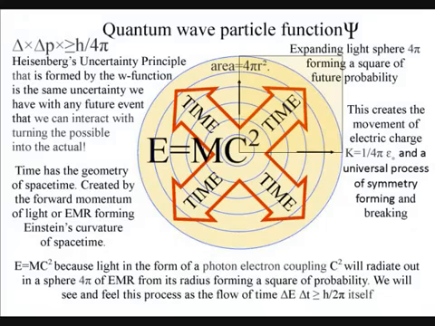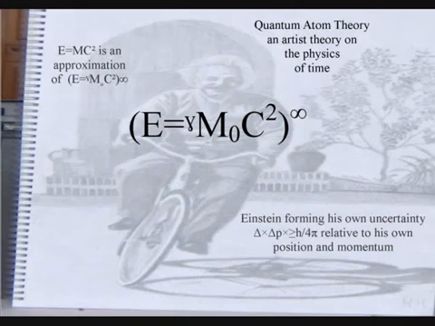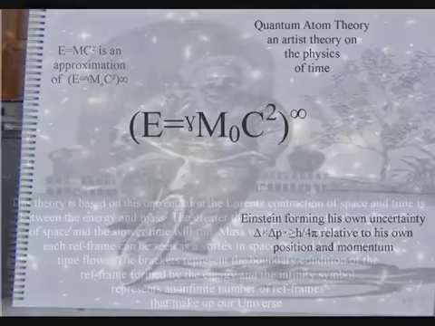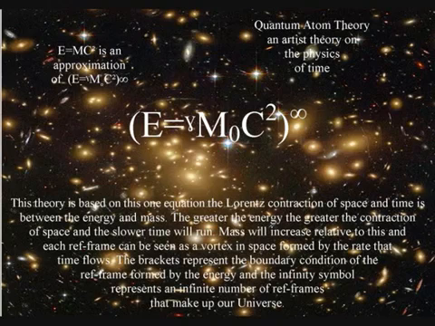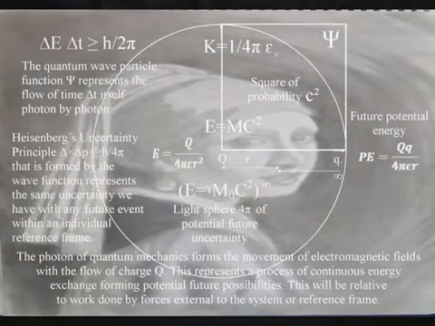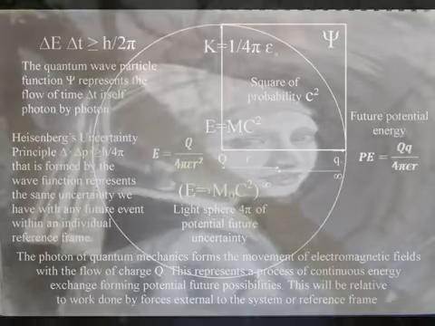The C squared in the equation represents light radiating out in all directions at a constant speed, forming a sphere of electromagnetic radiation from its radius, forming a square of probability. This is the same probability we have with any future event, because the process forms the flow of time itself, photon by photon. The brackets represent the boundary condition of the reference frame, formed by the energy, and the infinity symbol represents an infinite number of reference frames that make up our universe. In this way, we link the time dilation of Einstein's theories on relativity with a deeper understanding of quantum mechanics to give us an objective understanding of our universe that fits in with the reality of our everyday life.